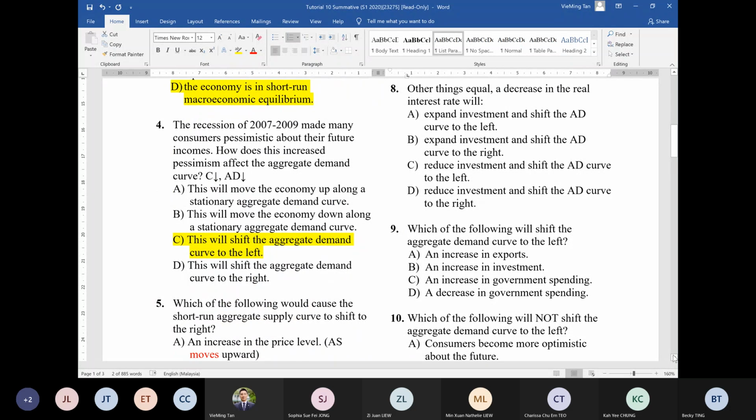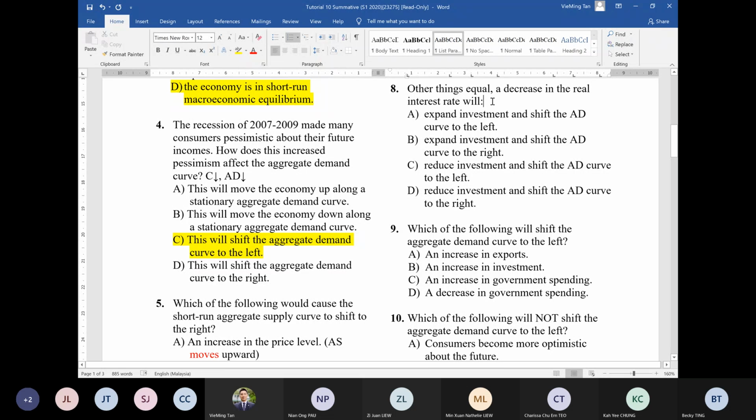Nian Ong. Other things equal, a decrease in the real interest rate will C. Reduce investment and shift the AD curve to the left. Interest rate. Okay, this one I think we didn't cover in the PowerPoint slide. Interest rate actually will affect the borrowing cost.